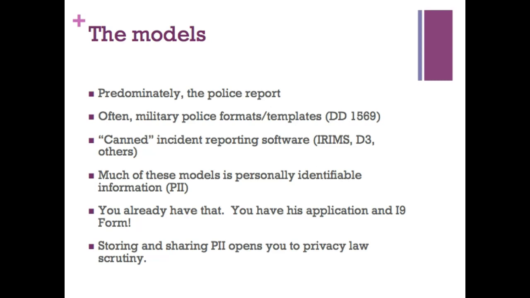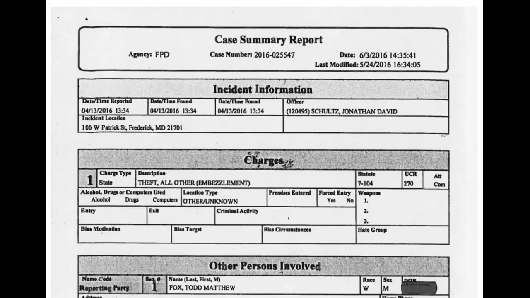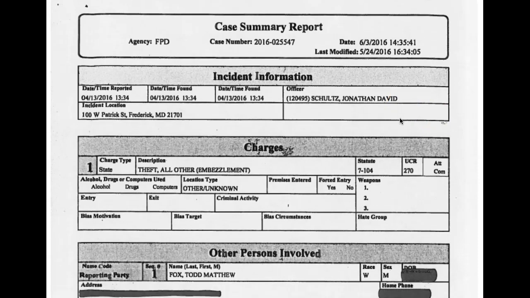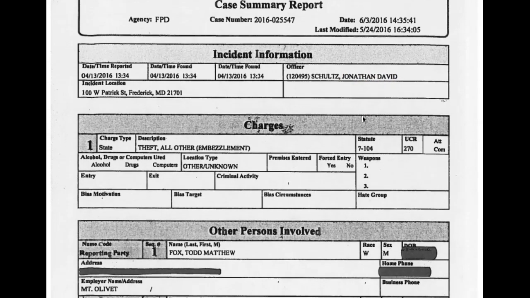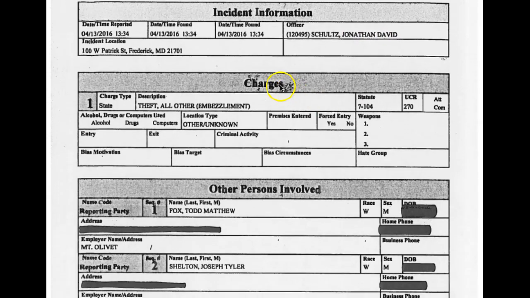So let's take a quick look at a police report, and I can kind of show you what the differences might be. Okay, so we're looking at an agency report here, a case summary report. I believe this is Fredericksburg, Virginia, or Maryland, rather. And this is probably an actual report here, and Jonathan David Schultz here got himself into some trouble. And here's the charges. Now, in this case, this would be our what, right? Here it is, theft of other, embezzlement.